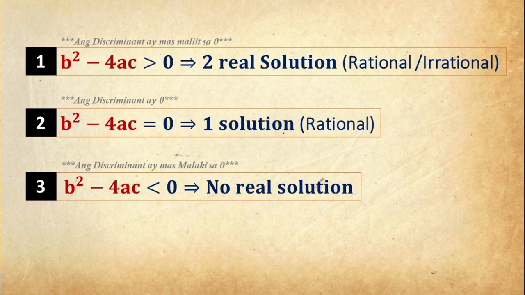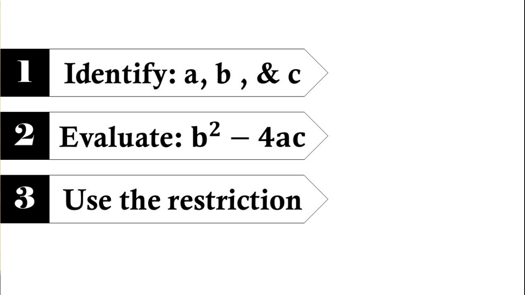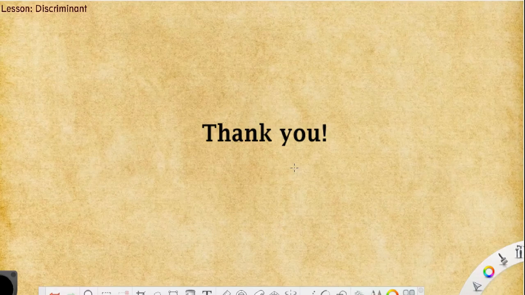Pangalawa, kung ang discriminant mo ay equal to 0 naman, so you have only one solution, at yung solution na yan ay rational number. Okay? Now, sa third restriction, kung ang discriminant mo ay less than to 0 or mas maliit sa 0, mawawalan tayo ng real solution. Okay? So, meron tayong tatlong step na sinusunod. You have to identify the ABC, use the formula of discriminant, and gamitin yung tatlong restriction. Okay? And that concludes our lesson for today. So, that is discriminant.